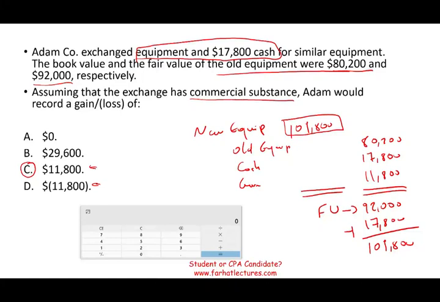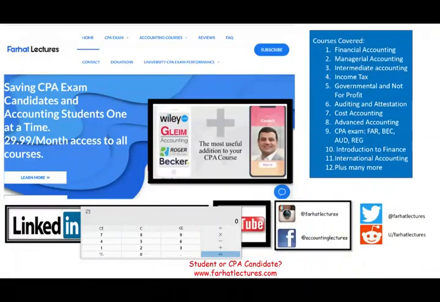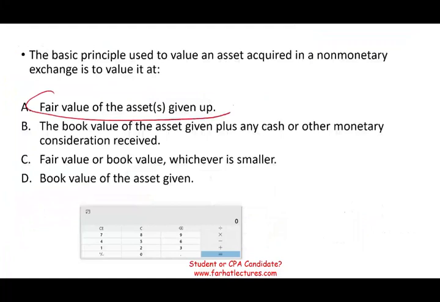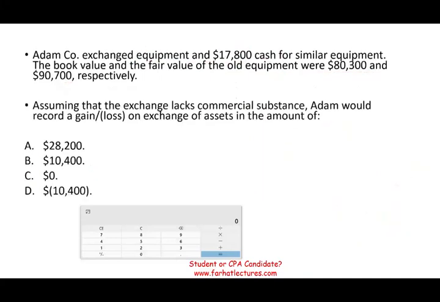But I told you at this point, if you could do these three entries, the new equipment is a plug-in: 109,800. Or, I gave up 92,000 and I gave up cash. This is what I would record the new equipment at. This is why I spend a little more time on this question. Fair value of assets given up is what I gave up: an asset worth 92,000 and cash. The new equipment will be recorded at that price.